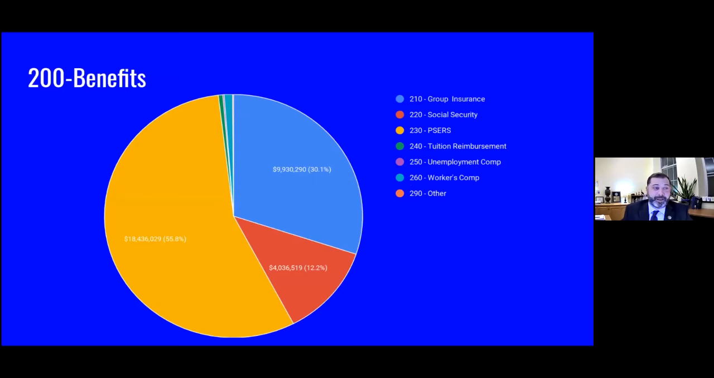So benefits, the second biggest piece of the pie when you talk about object level expenditures. And the big one here is the $18.4 million on the left-hand side there in the orange. I don't think in any other industry would you see 56% of your benefit expenditures going towards pension. That's a crisis.